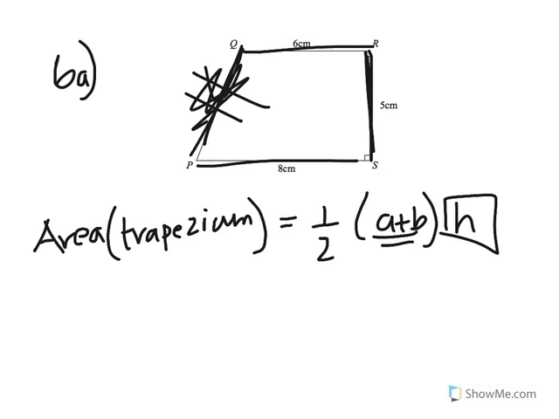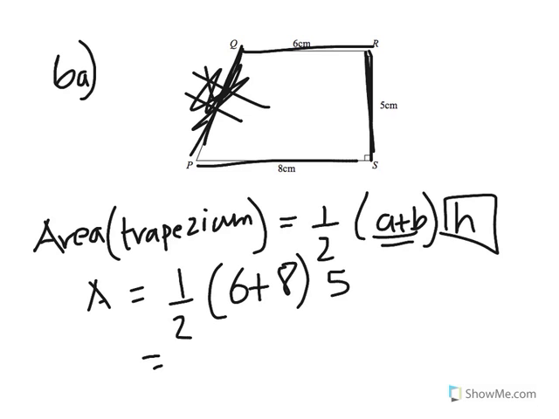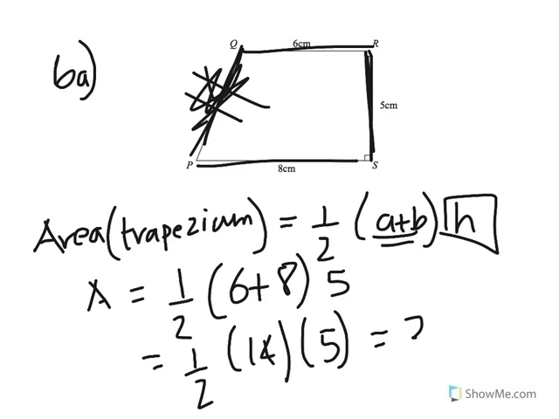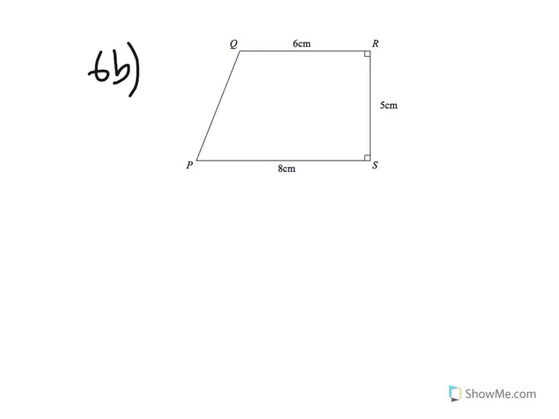Okay? So now, applying this to this question, we're going to get area is equal to half times (6 plus 8) times the height, which is 5. And we're going to get half times 14 times 5, which is equal to 35 centimeters squared. So the area is 35 centimeters squared.